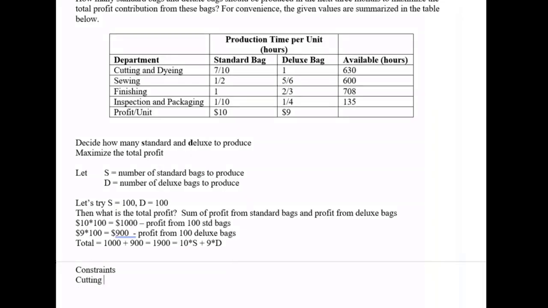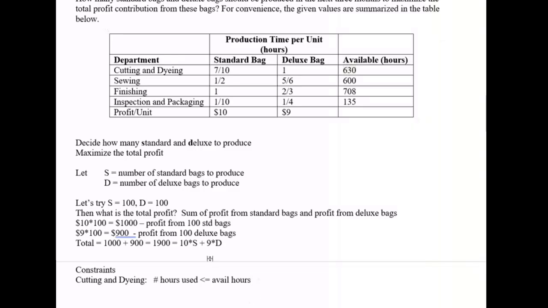Cutting and dyeing. Let's talk about cutting and dyeing. Okay, so what we want is the number of hours used must be less than or equal to available hours. And it's the same situation for each one. We have limits on how many hours we could use. Okay, we have the available hours all here, like the 630 for cutting and dyeing.